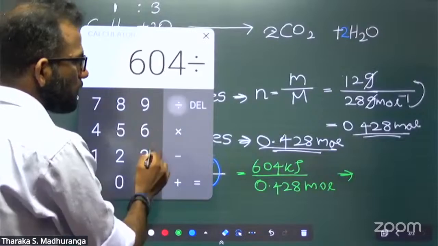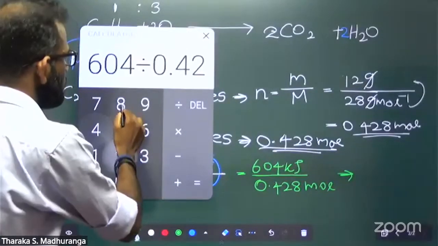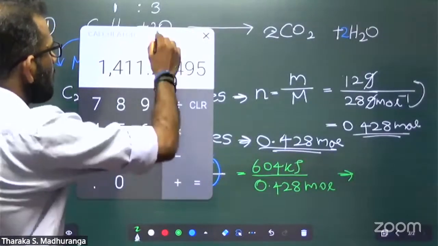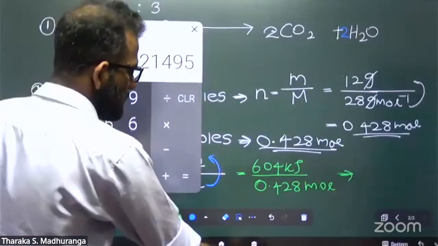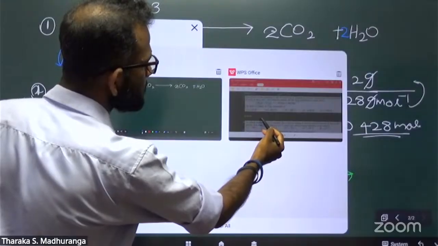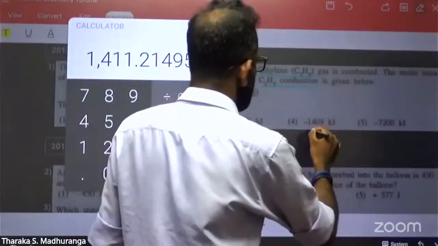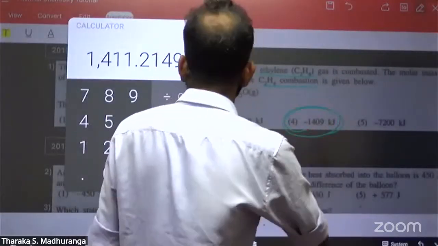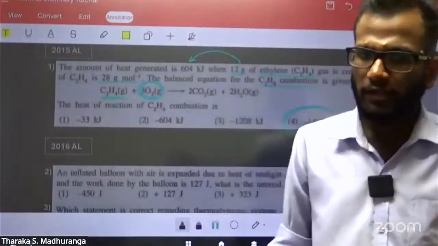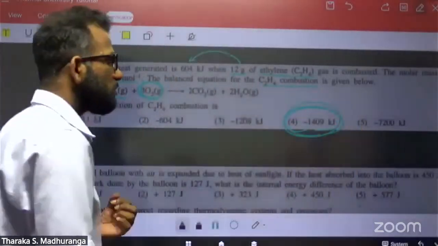604 divided by 0.428. Yeah, approximately this is the answer. It may not be exactly the correct one, but in the exam they give marks for this approximate answer.